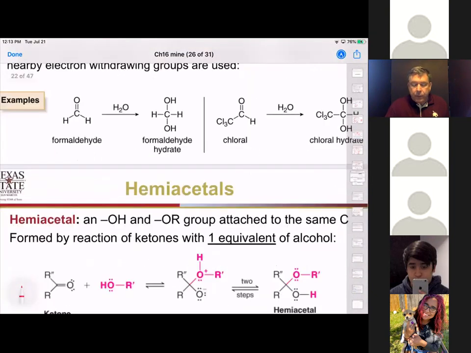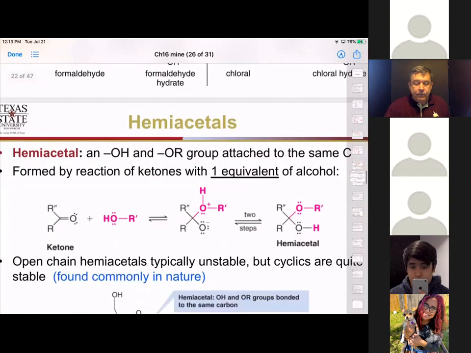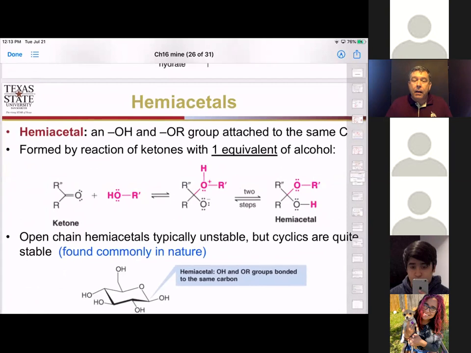So the way I want to talk to you about this, these are the hydrates right here that we just talked about. If we use an alcohol instead of water, we can get to what we call a hemiacetal, or half acetal. Okay, so in this case, instead of adding water across there and generating two hydroxyls on the same carbon, we add the oxygen of the alcohol to the carbonyl carbon, and then we transfer the hydrogen over to the carbonyl oxygen to give us this structure.